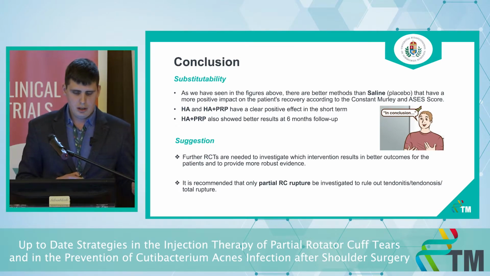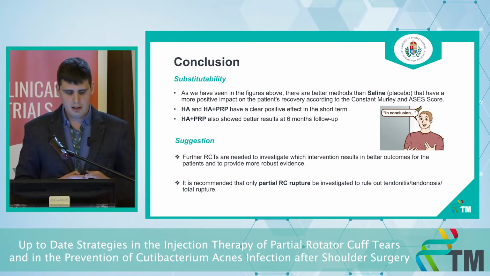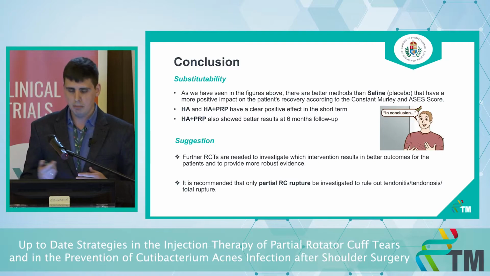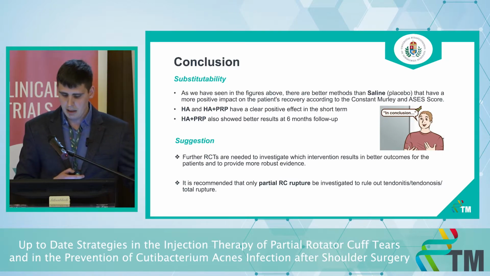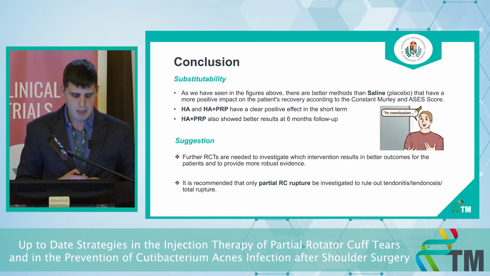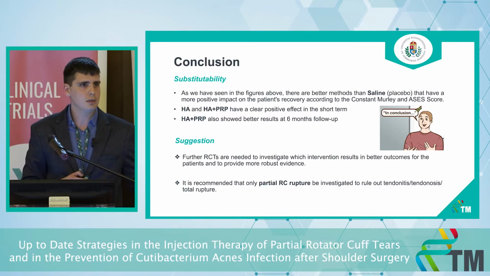In conclusion, as we have seen in the figures above, there are better methods than saline. We can replace the steroids, or we should replace the steroid, with hyaluronic acid and hyaluronic acid plus PRP. They have a clear positive effect in the short term, and hyaluronic acid plus PRP also showed better results at 6 months of follow-up. We suggest that further RCTs are needed, and it's recommended that only partial rotator cuff tears be investigated, ruling out tendinitis, tendinosis, and full tears.